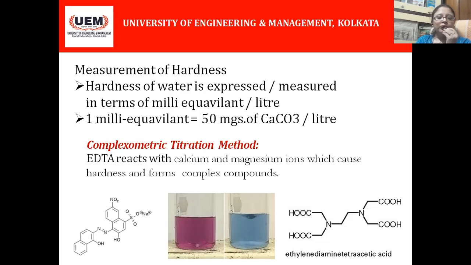Now we are going to use the complexometric titration method for determination of water hardness. Here we will use a chelate compound, that is disodium EDTA salt. Disodium EDTA salt reacts with calcium and magnesium ions, which are the responsible elements for the hardness, and forms a complex compound. So thus it is giving a different color.